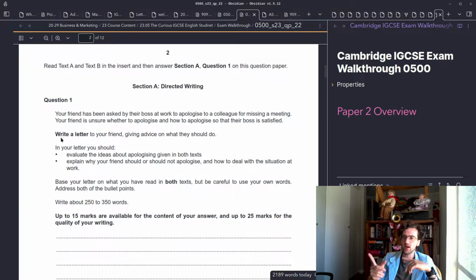So you're going to evaluate the ideas about apologizing given in both texts. So you're not just going to state the ideas, you're going to evaluate the ideas. So this is a possible way to apologize. However, it could have this negative or positive consequence. Explain why your friend should or should not apologize. And so you are coming up with a reason why your friend should or should not apologize, and you're giving them some advice on how to deal with the situation.